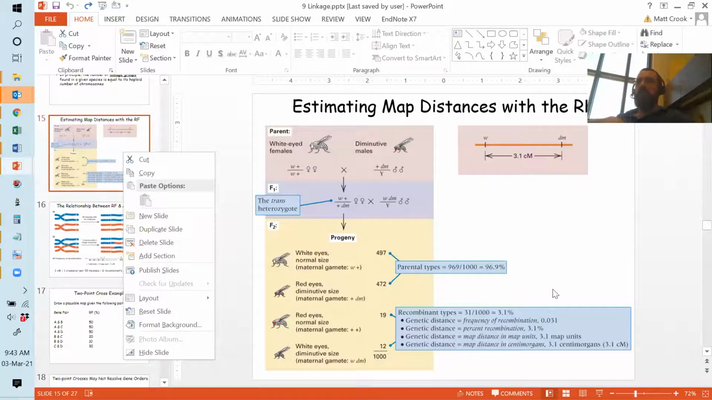Okay, so now we have another one, right? So now we have diminutive males, or just like teeny tiny males, and white-eyed females, right? So again, what's the configuration here? Is this in cis or trans? Trans.